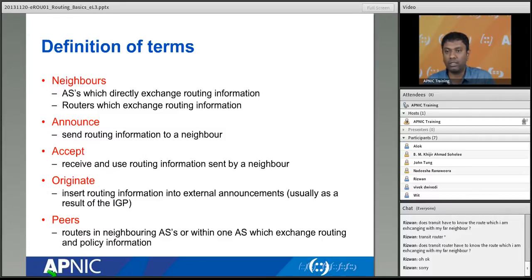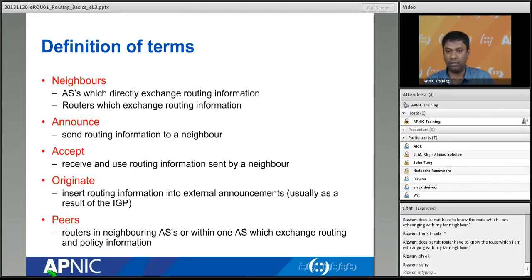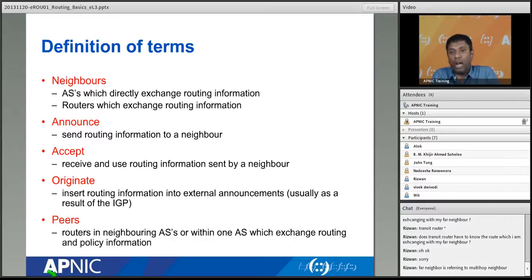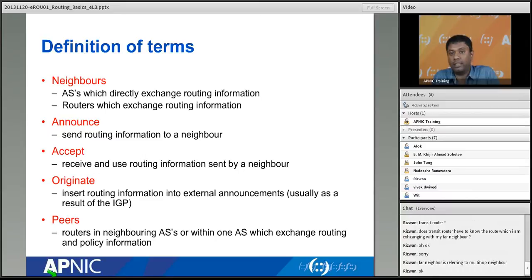But in your question, you asked: does the transit router have to know the route which I am exchanging with my far neighbor? Are you considering the synchronization rule of BGP? That is far more advanced stuff that we haven't covered yet. That is the synchronization rule, but that is a different thing, so we'll explain it later on.